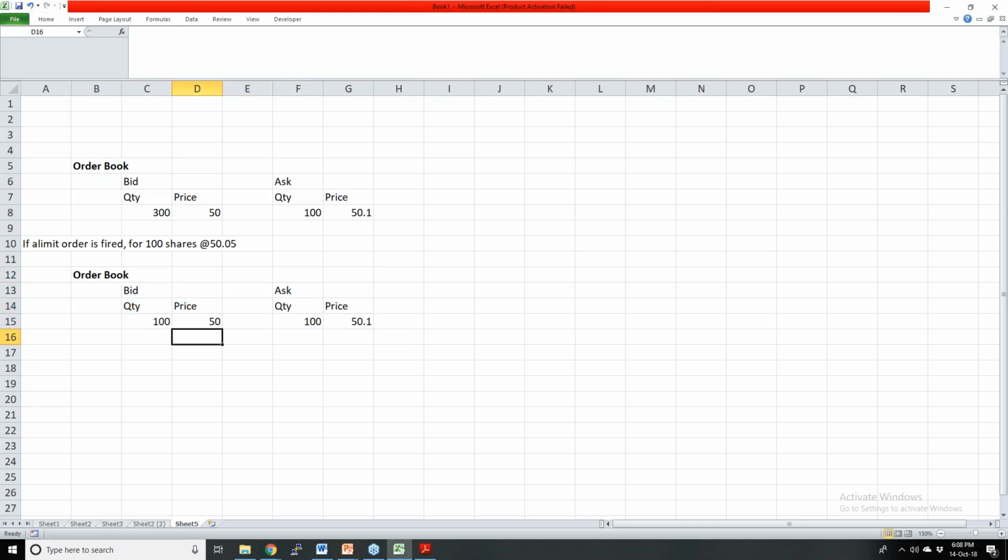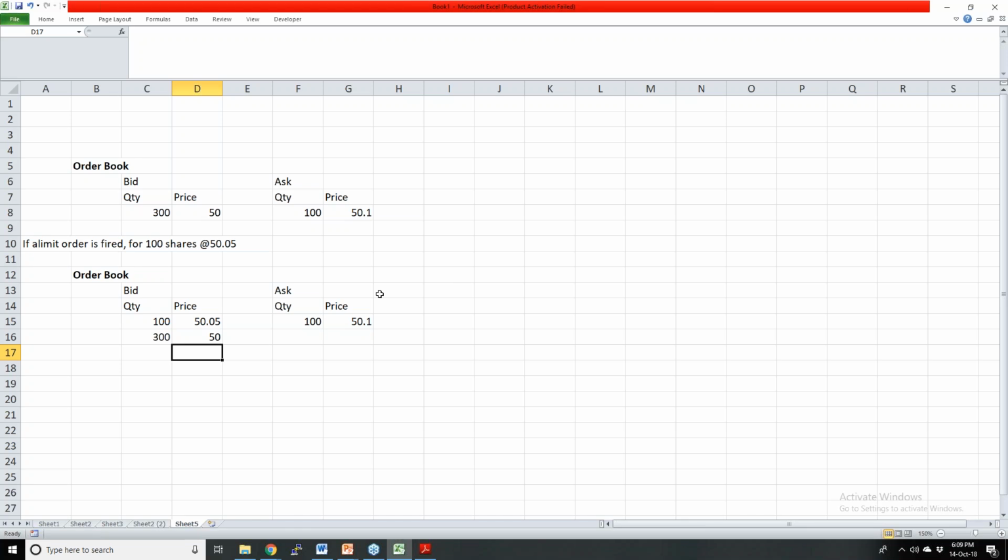So now my best ask is this, my best sell is this, and there are 300 shares at 50 bucks. Is this clear, guys? Yes or no? Which order gets highest priority, limit order or market order?